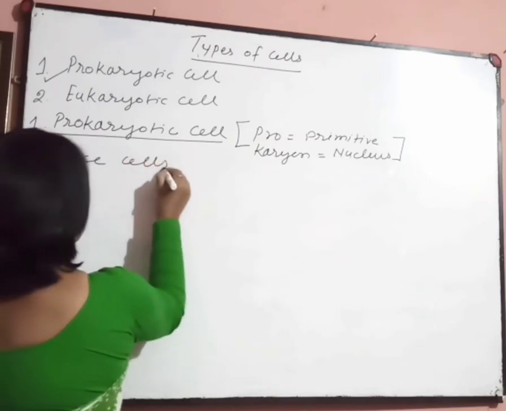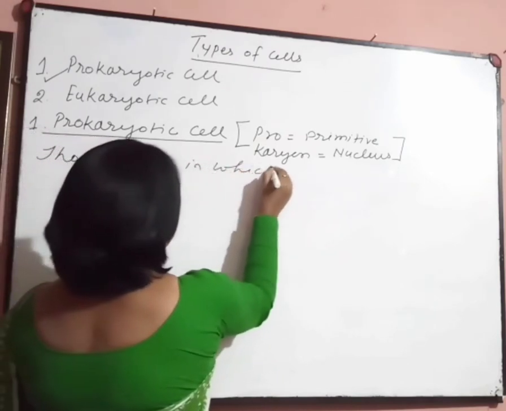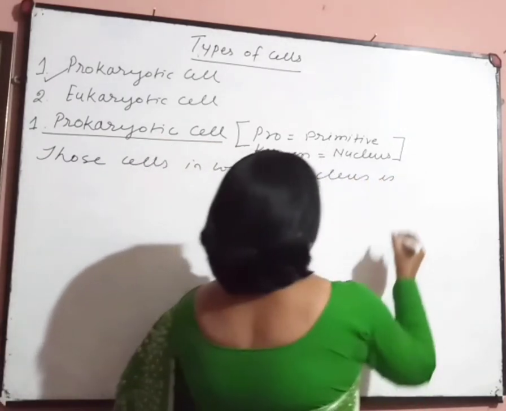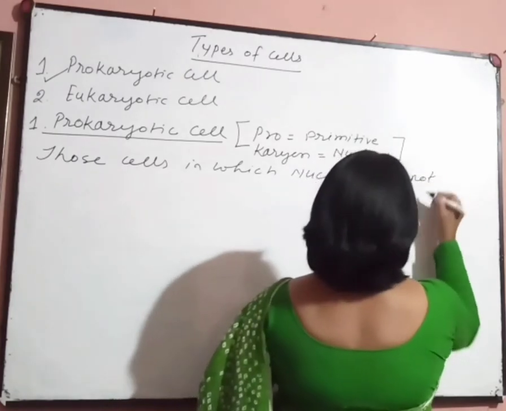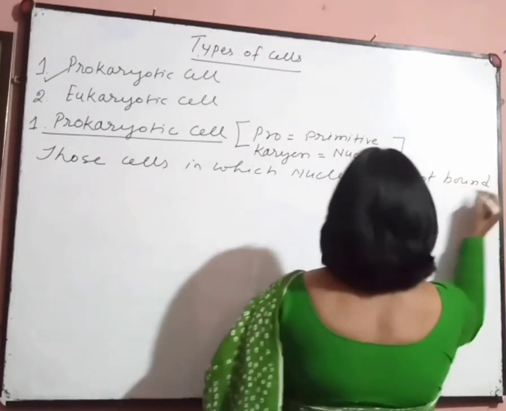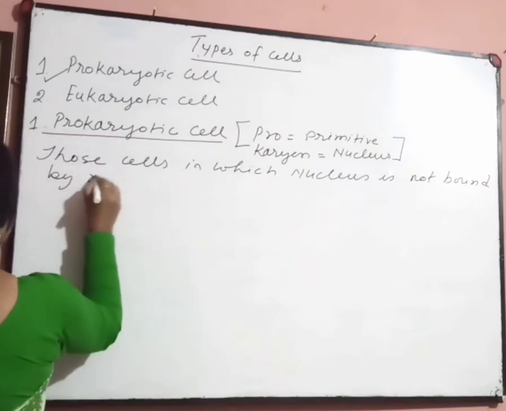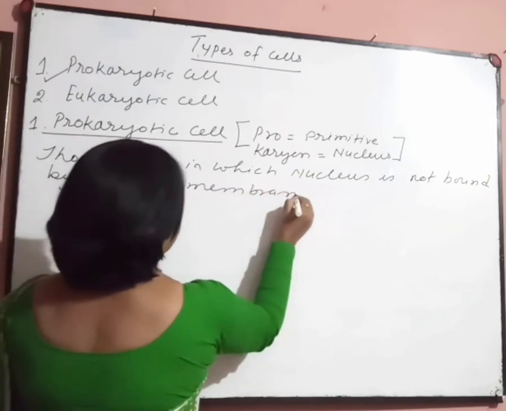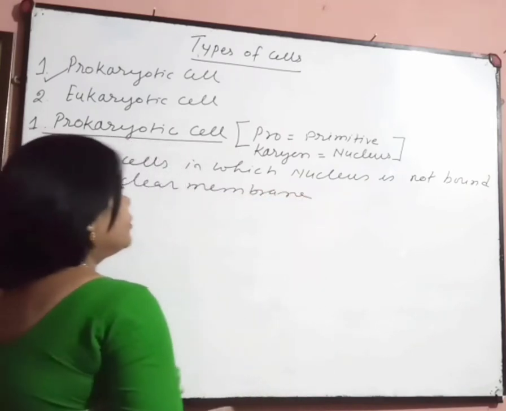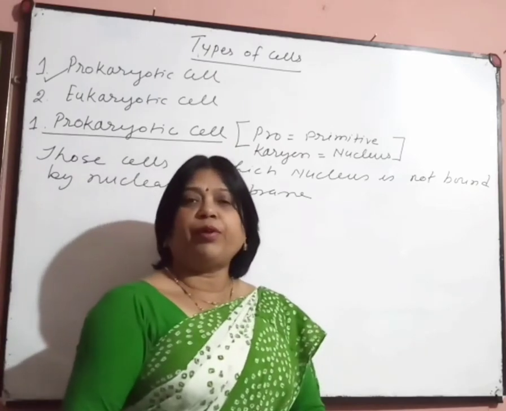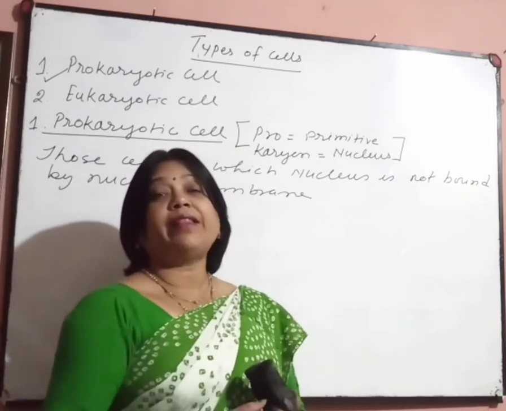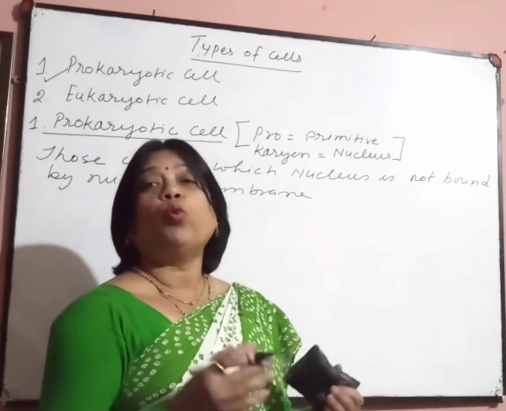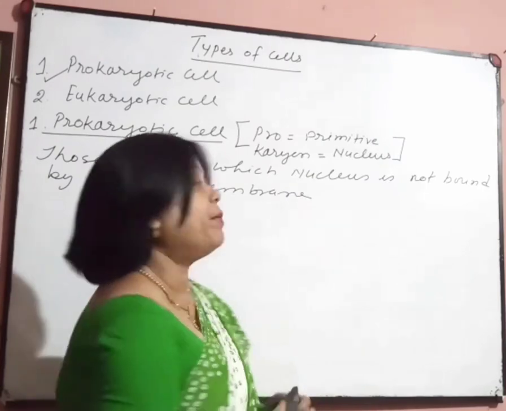Those cells in which nucleus is not bound by nuclear membrane are called prokaryotic cells. Or you can say that those cells in which nucleus is present without nuclear membrane.